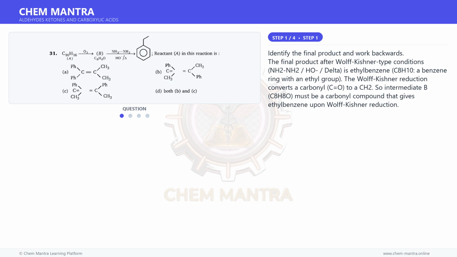The final product after Wolff-Kishner-type conditions, NH2NH2, OH-, heat, is ethylbenzene, C8H10, a benzene ring with an ethyl group. The Wolff-Kishner reduction converts a carbonyl, C=O, to a CH2. So intermediate B, C8H8O, must be a carbonyl compound that gives ethylbenzene upon Wolff-Kishner reduction.